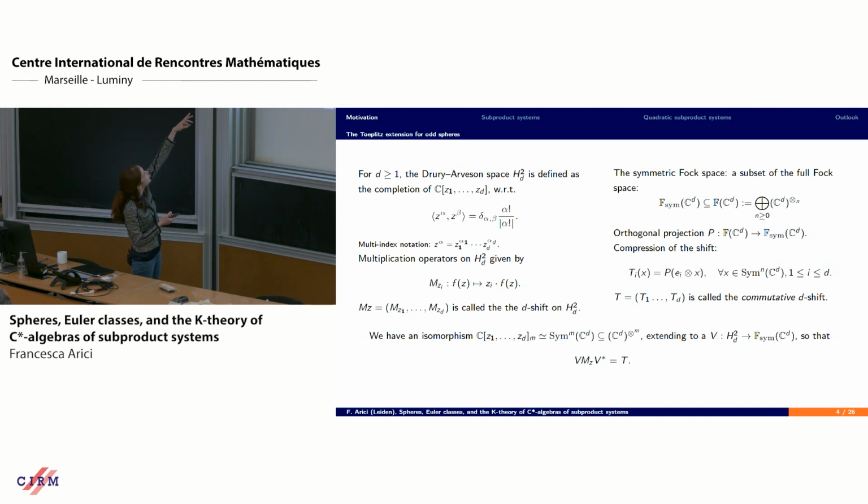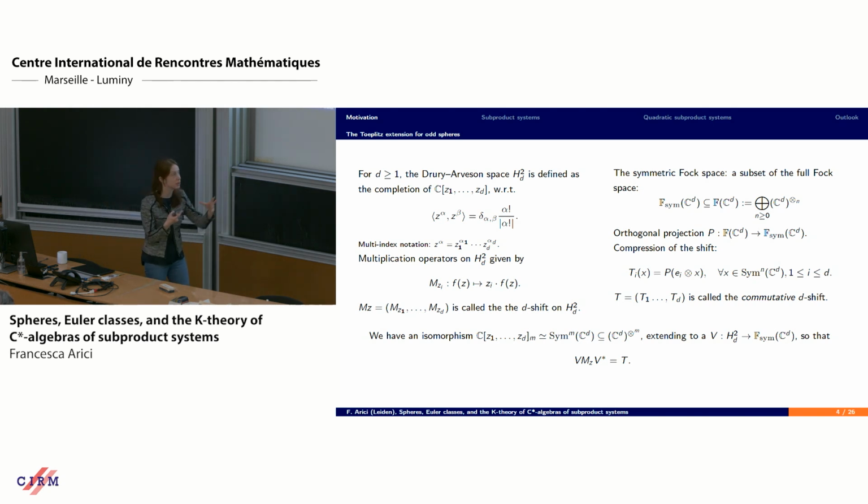So once you have this Hilbert space, you can define on it some multiplication operators, and you just take a function of several variables and you multiply with either of the variables independently. So it's like the unilateral shift, but now you do it in all the directions of the variables on which your function depends. And this collection of d operators altogether, you call the d-shift on this Hilbert space. Okay, so this is one way of defining it, but there is a better way.